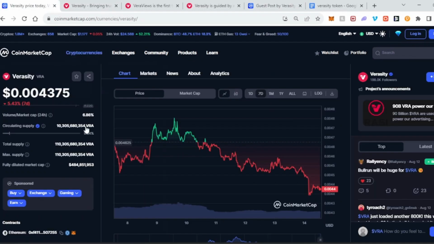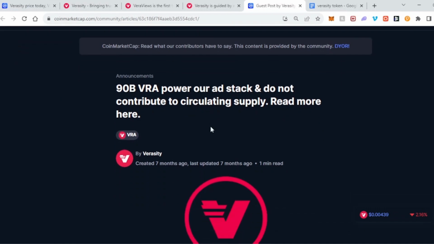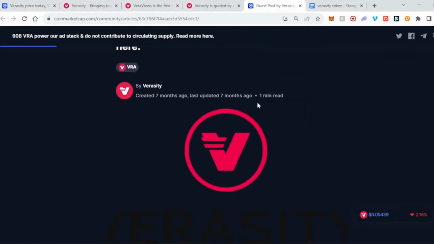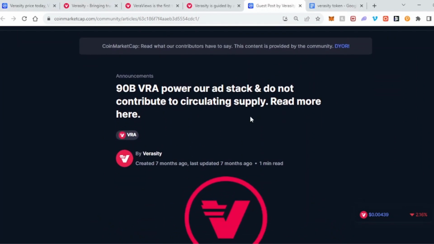So like I said, the total supply for Verasity is actually 110 billion coins. However, the actual total supply can be cut by 90 billion straight away. Let's put 110 billion tokens in the calculator here. Basically 90 billion of the tokens are called marker tokens, and they do not count within the circulating supply.